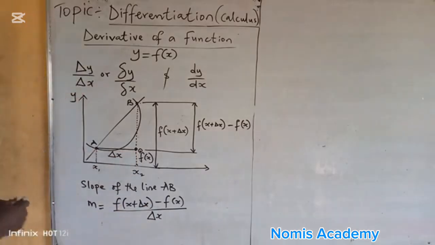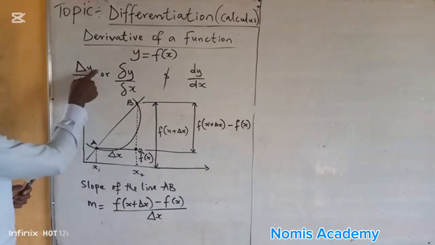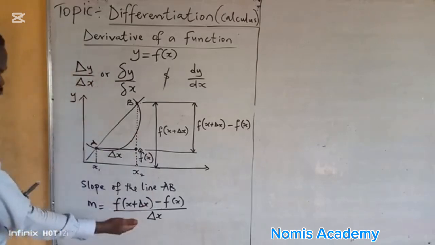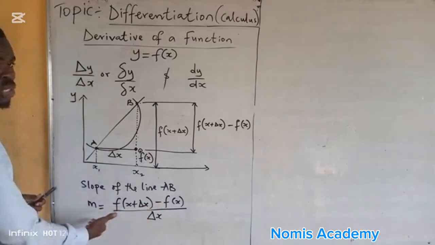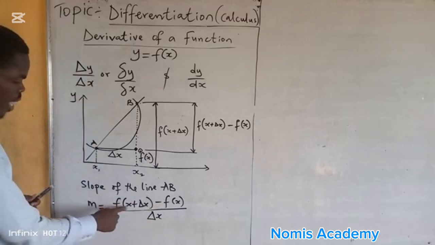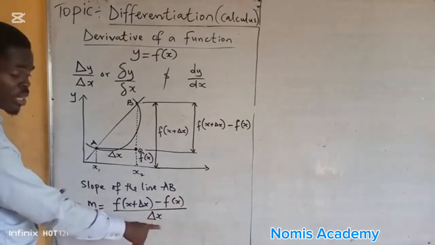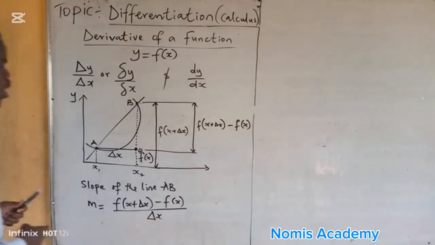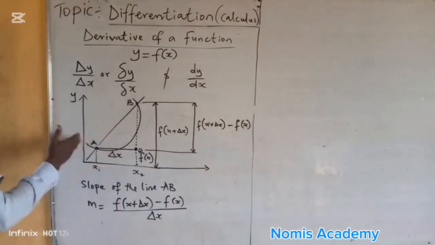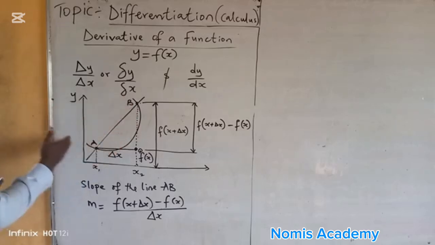So another way to write this, delta y all over delta x, is to write it in the function form, which is f of x plus delta x minus f of x all over delta x. Alright, this is the slope of the line. Now, how do we get the slope of the curve?